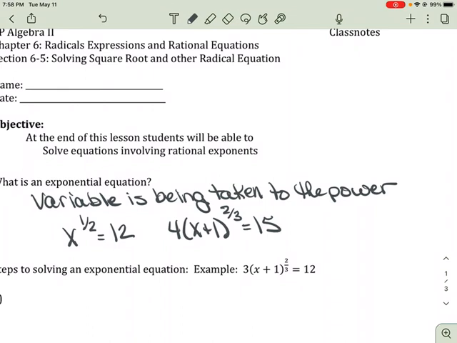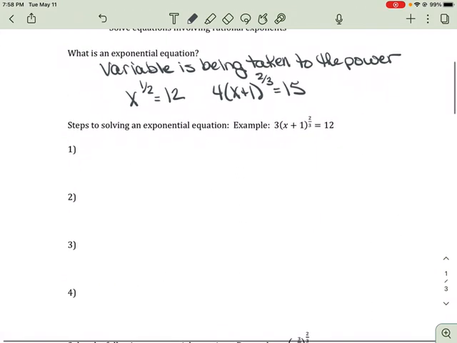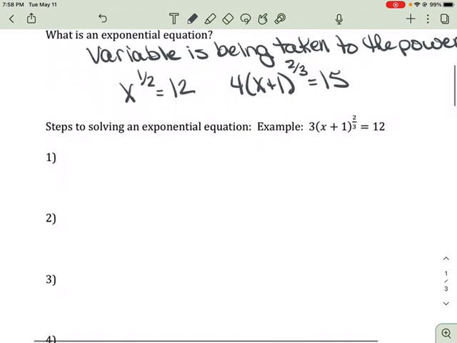Once again, we're going to try to get our variable by itself and solve. But our first goal is to get rid of the radical or the fractional exponent, our rational exponent. We may need to multiply or divide, add or subtract first before we can do that, because we want to isolate it. Here are some steps that'll help us out.